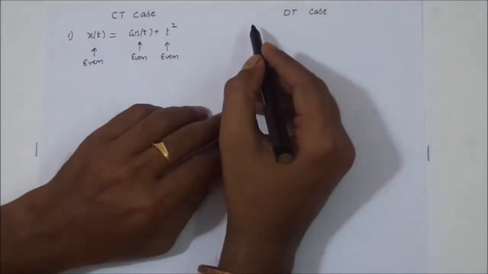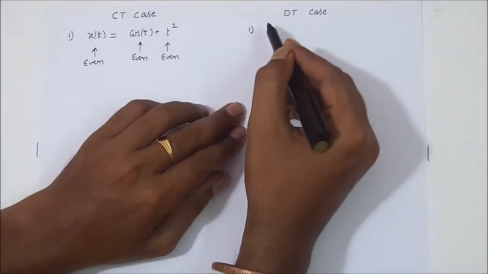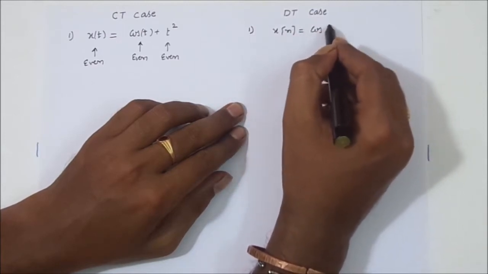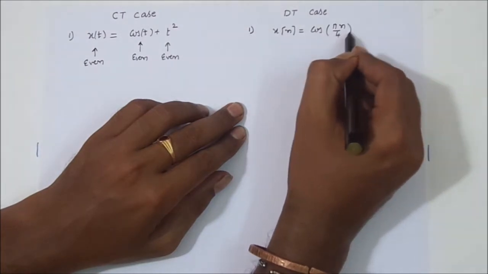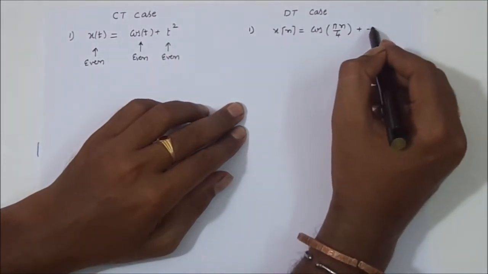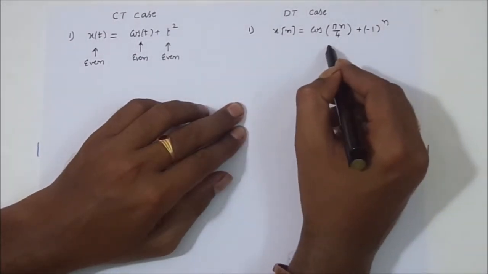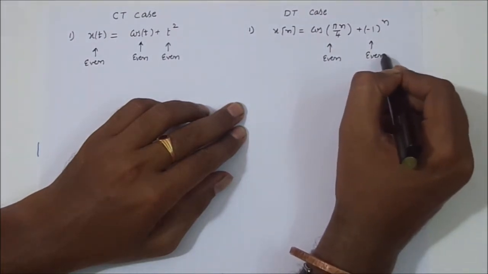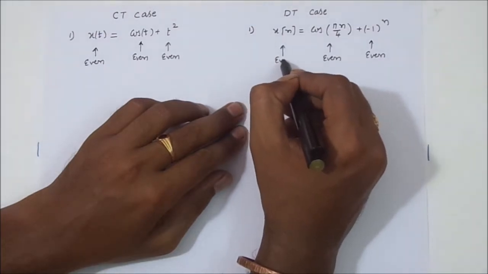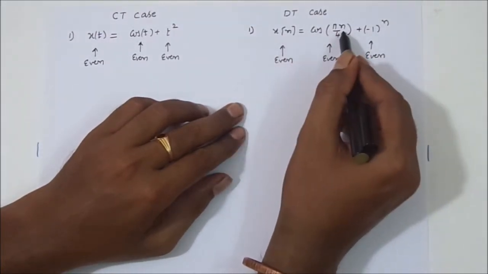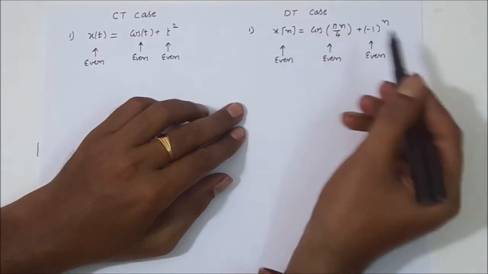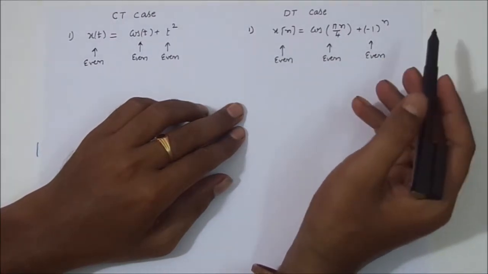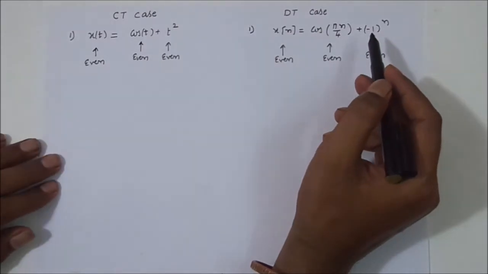So let us see an example for the discrete time case. Here we will take x of n to be cos of pi n by 4 plus minus 1 power n. Here again, this signal is an even signal and this signal is an even signal, so obviously the resulting signal also is even. Again, how do you prove that? Replace n with minus n, so we get cos of minus pi n by 4, which is cos pi n by 4, and minus 1 power minus n is the same as minus 1 power n, so again it is even. So if you add two even signals, that results in an even signal.